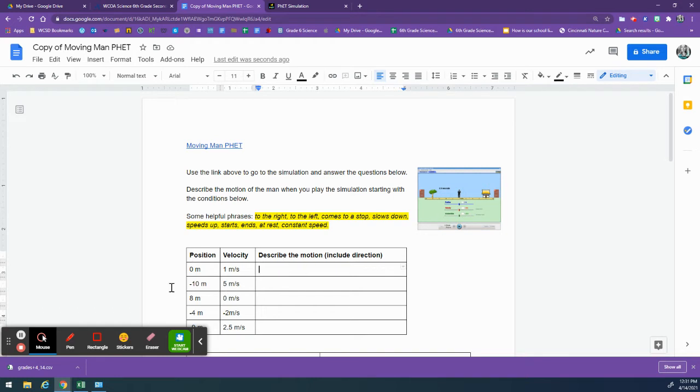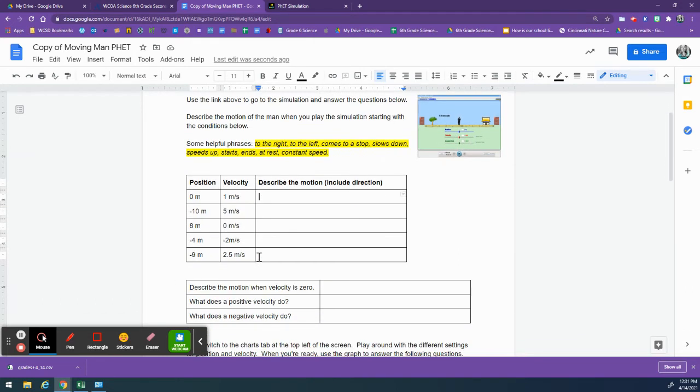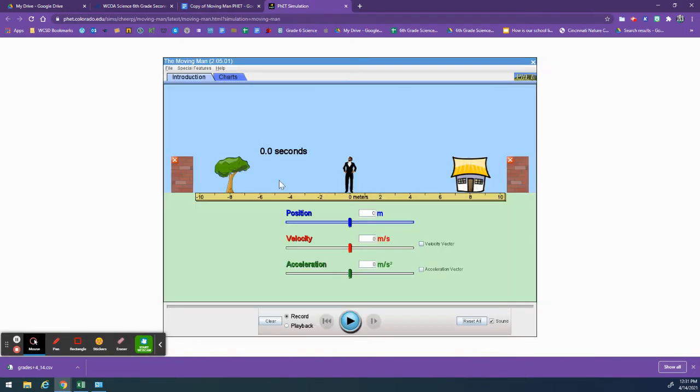So what we're going to do in the simulation is set our position at these different points and our velocity at these different points and then hit play. And when we do, we're going to describe the motion that we see. For example, on the first one, it says position 0, velocity 1. So we'll go to the simulation, leave the position at 0, put the velocity at 1, and then I hit play. And I can see that the man is walking to the right, moving at a constant speed.